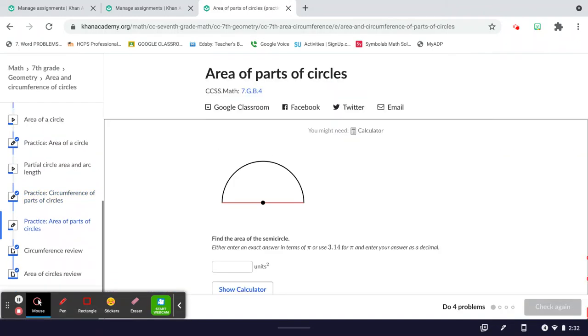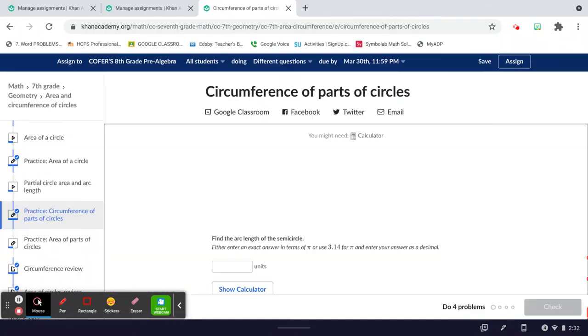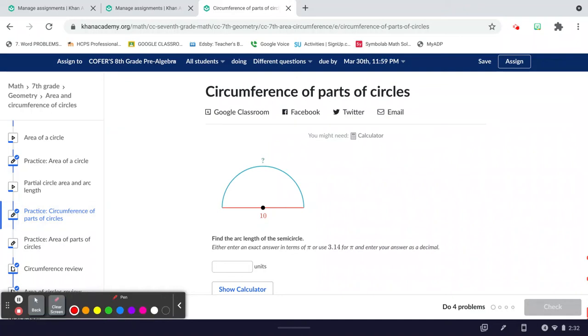We'll do more of these. Circumference of parts of a circle. Okay, let's look at this one. They give us a semicircle, which is half of a circle. We're still going to use that same formula.